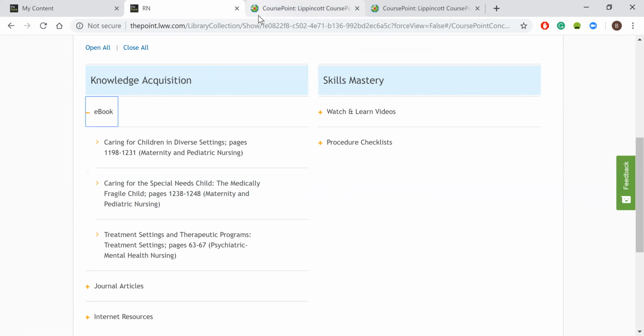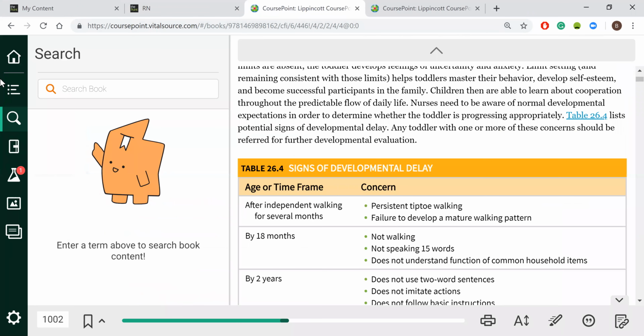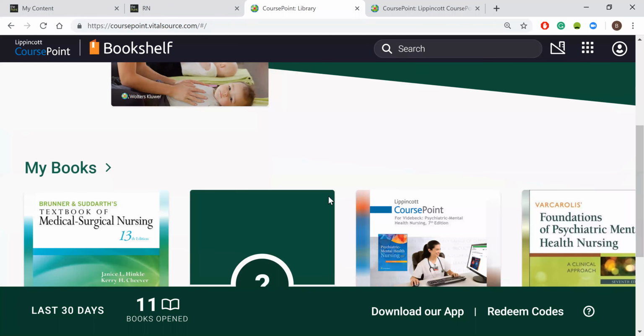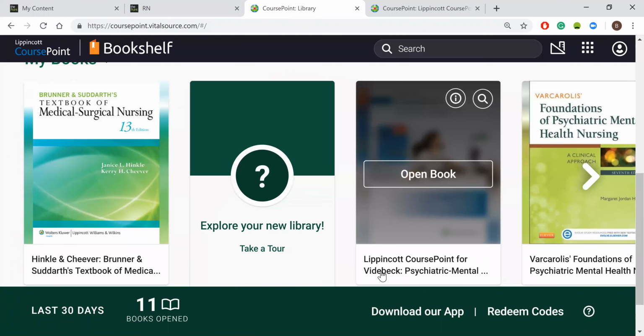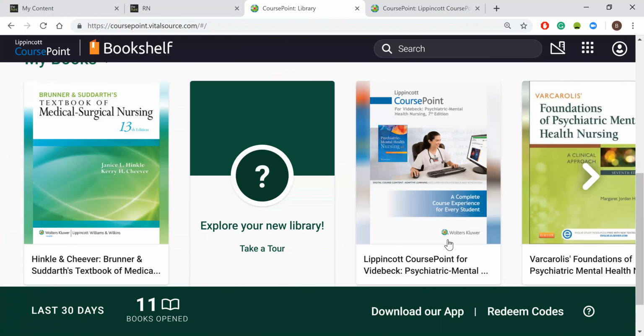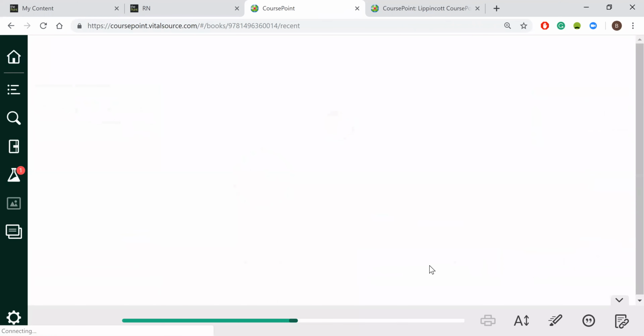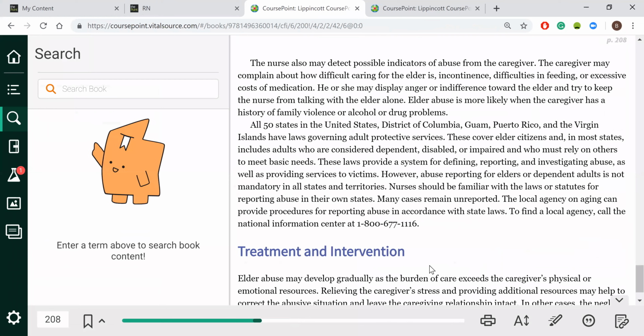So if you are in CoursePoint, or in your VitaSource, then when you scroll down, here's VitaVec, and that's your psychiatric and mental health, and you would click on it to open the book. And then it would take you to whatever respective pages you wanted to go.